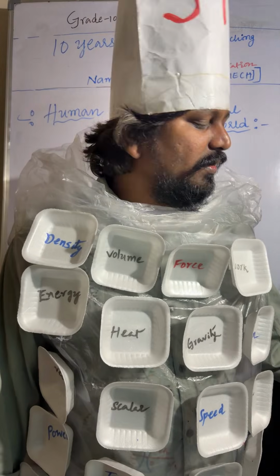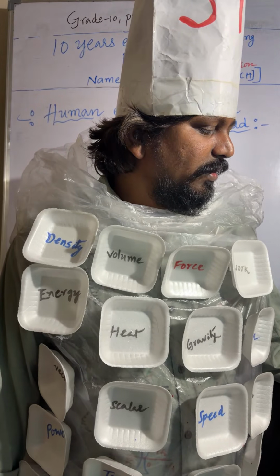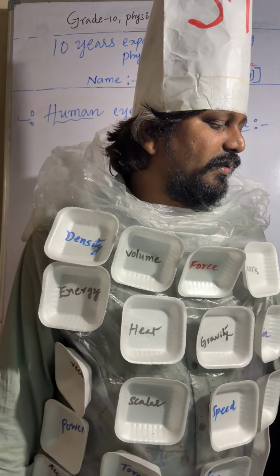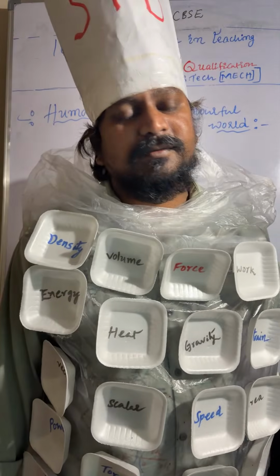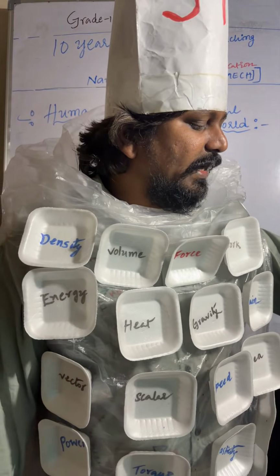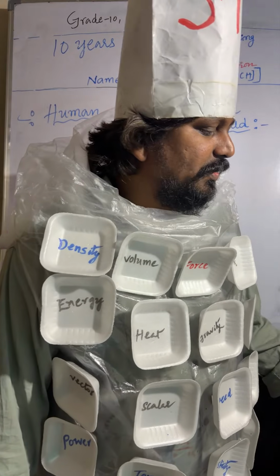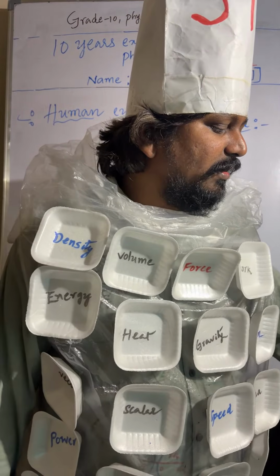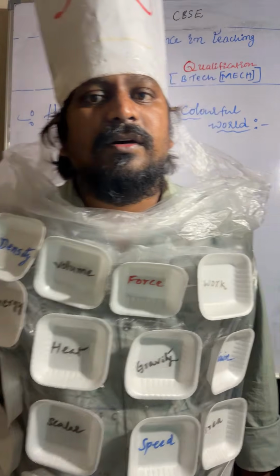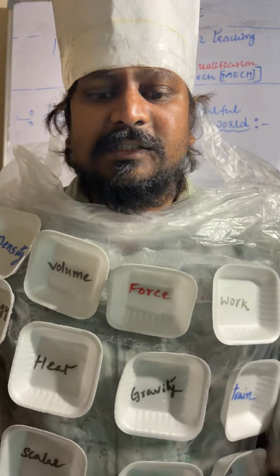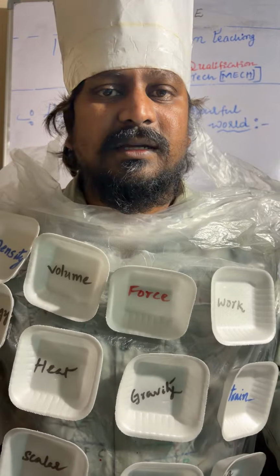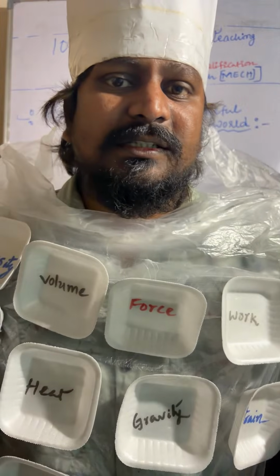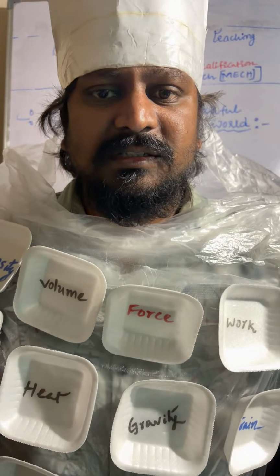So now we are discussing human eye and the colorful world. Let's start. The human eye is the most sensitive organ in our body. First we'll discuss the human eye, its parts and their functions.